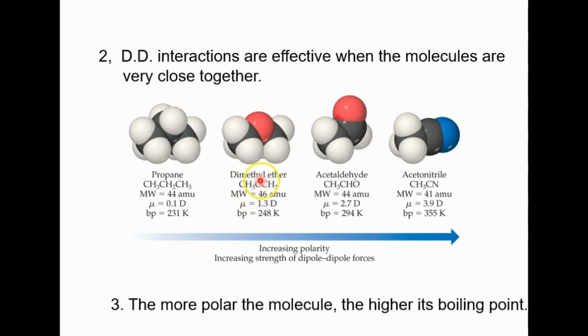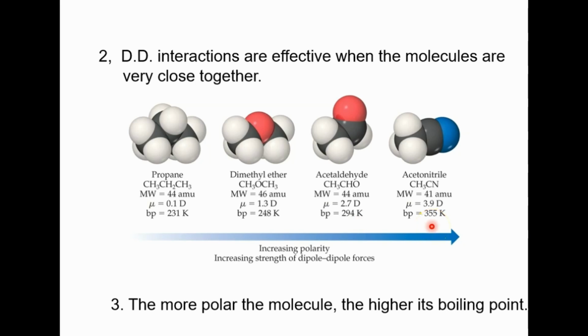All right, here's dimethyl ether. Now we have an oxygen in there, so it has a bigger dipole. Here a dipole moment of 1.3, and now we've gone up quite a bit. Acetonitrile, dipole moment of 2.7, and now we're up to a reasonable temperature. Let's see here. 294 minus 273, 21 degrees. Well, that'll boil on the bench top, unless it's kind of cold out.